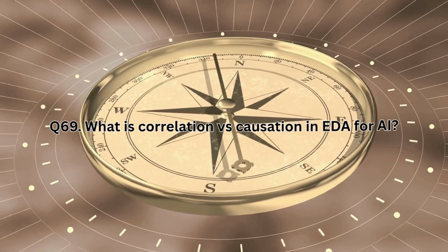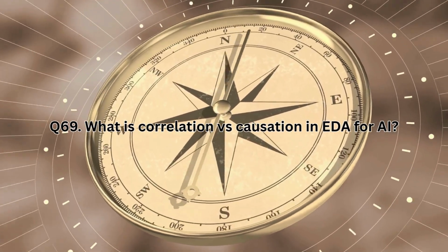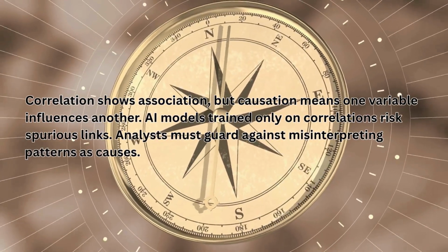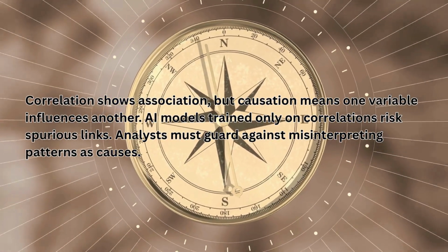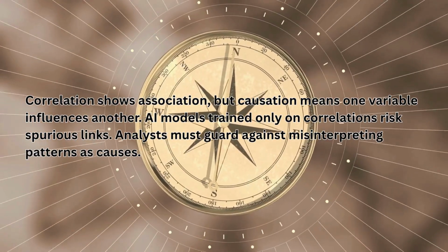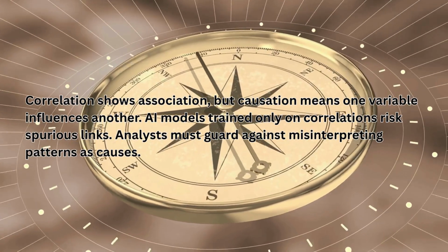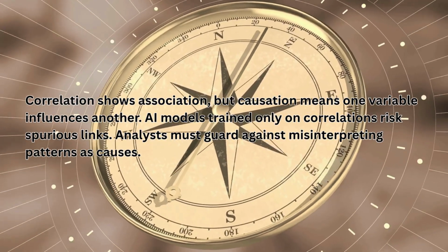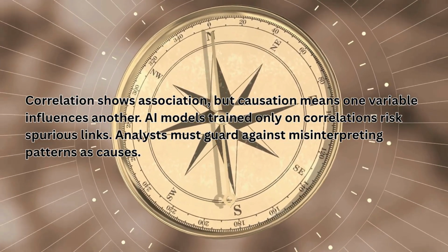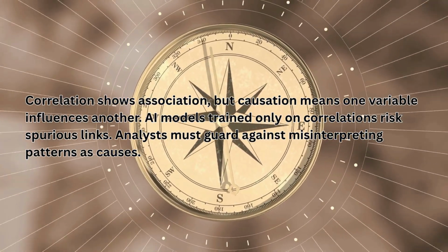What is correlation versus causation in EDA for AI? Correlation shows association, but causation means one variable influences another. AI models trained only on correlations risk spurious links. Analysts must guard against misinterpreting patterns as causes.